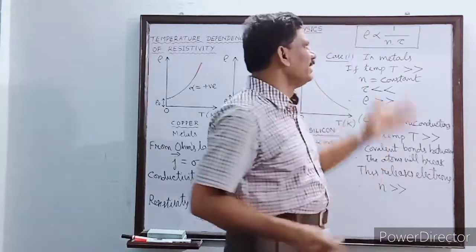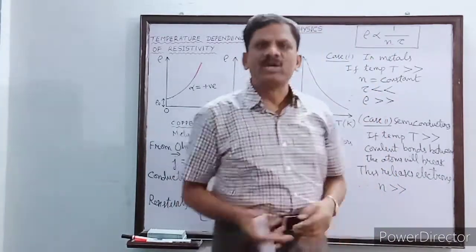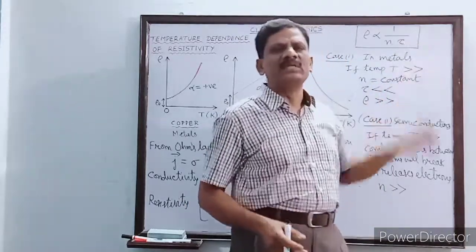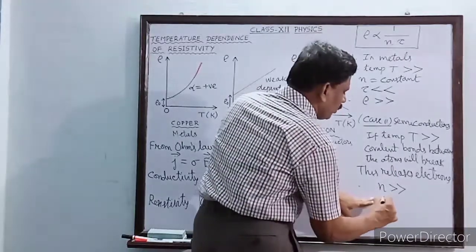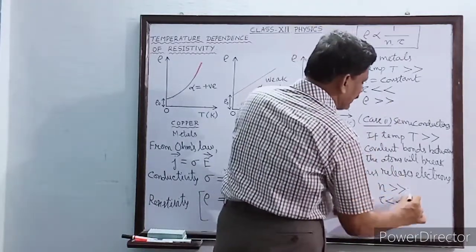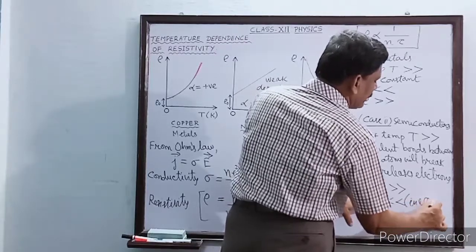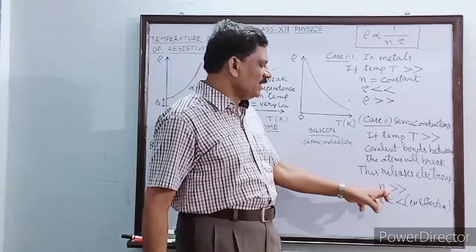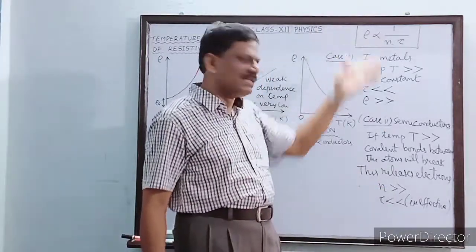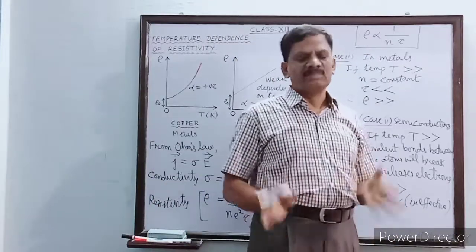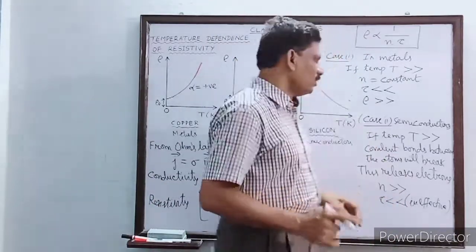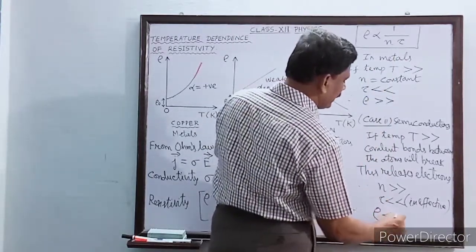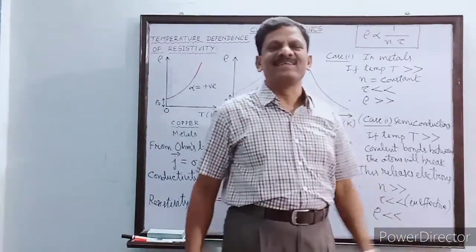So if n in the denominator increases, naturally rho has to decrease. And here also the average time tau between the collisions will decrease, but it is ineffective. Why is it ineffective? When you compare it with the increase in the number of free electrons, this value is not going to change much. So due to the increase in the number of electrons, rho decreases.